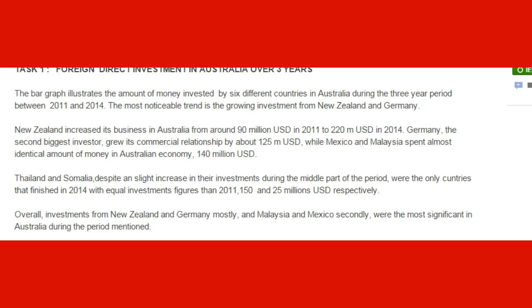The bar graph, the bar chart is more common. Bar chart illustrates the amount of money invested by 6 different countries in Australia during the 3-year period between 2011 and 2014. Not bad, or we could just say in Australia between 2011 and 2014. And we know it's a 3-year period, so we don't have to state it. Full stop. The most noticeable trend is the growing investment from New Zealand and Germany.